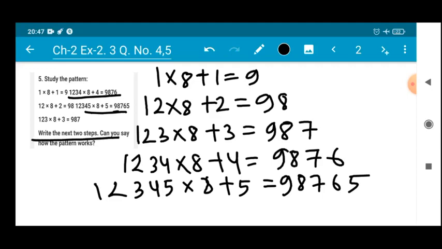They have said to write the next 2 steps. Now using this pattern, what are the next 2 steps that we have to write? So just see the first pattern. The first pattern is 1 into 8 plus 1 is equal to 9. Okay, very good. In the next pattern, they have kept 2. After 1 comes 2, then into 8 plus 2 is equal to 98. Meaning after 9 they have given 8.